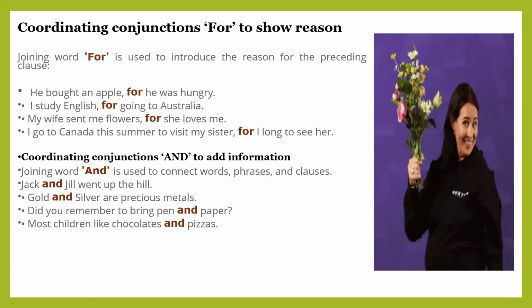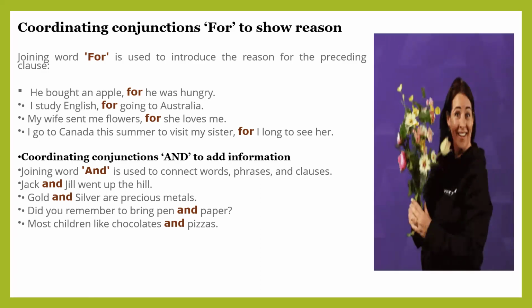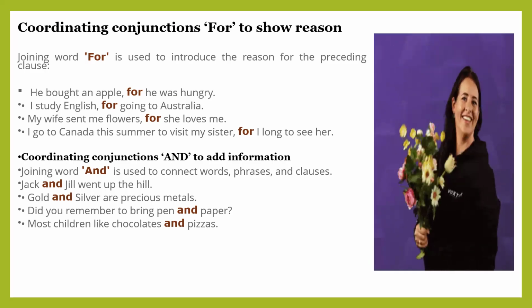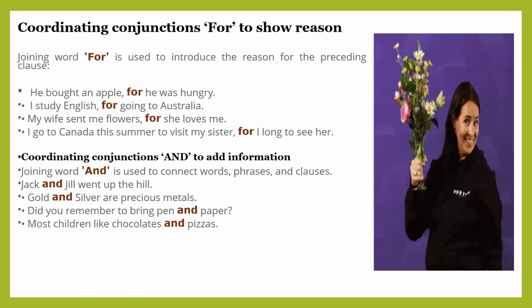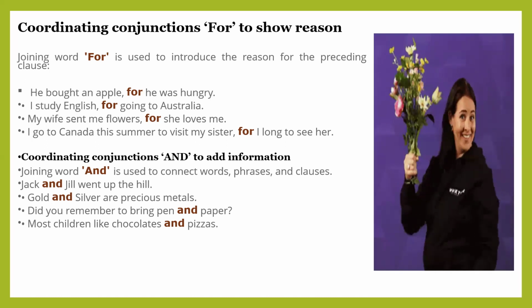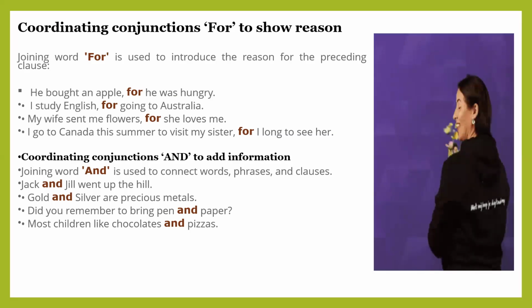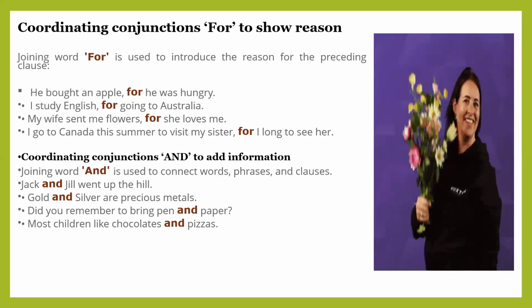Coordinative conjunction and, to add information. What is the rule of coordinative conjunction? To add information. Gold and silver are precious metals. So in this case, just look at gold and silver, there are two words. It is joined by the coordinative conjunction. So no comma should be used.